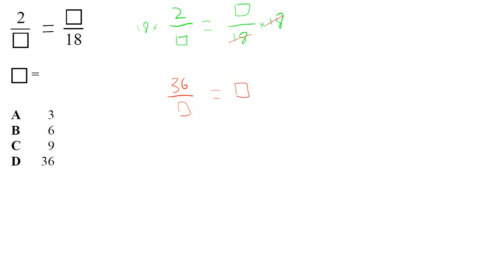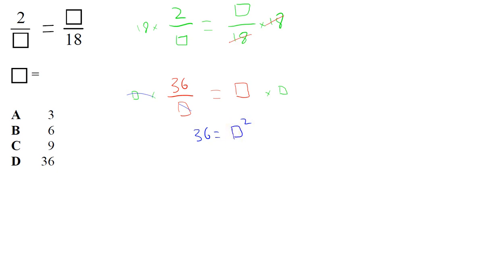Now let's move this square over to the other side as well. What we'll get is by multiplying each side by square. Doing so will mean that these squares cancel out here, and these squares multiply together as normal, and we get that 36 is equal to square squared, or square times square.